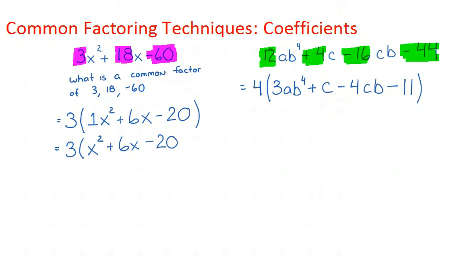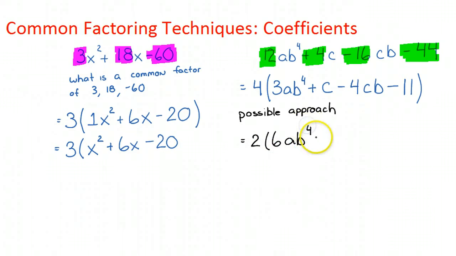Now, sometimes we don't see the best choice. So this is what some students would sometimes do. This is a possible approach. What a student might do is say, well, I know a common factor of 12, 4, negative 16, and negative 44 is 2. So they might go and factor out a 2, which would give me 6ab to the 4th, plus 2 times what gives me 4, 2c. 2 times what gives me negative 16, minus 8. 2 times what gives me negative 44, minus 22. And they might do this. But notice now you've made your actual expression much simpler to look at.